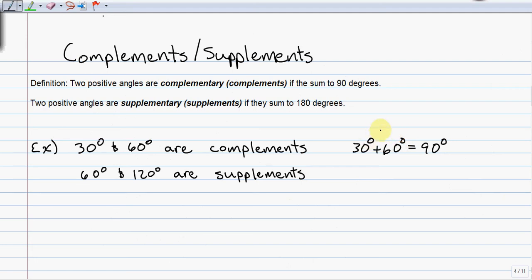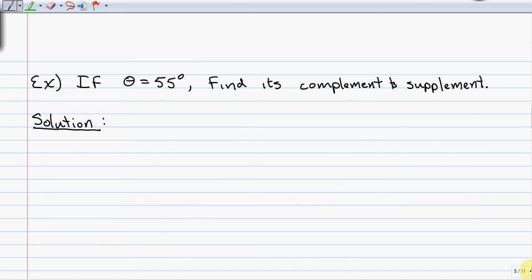It is going to be important. Later on, we're also going to do measurements in something called radians, so we want to make sure that we put these degrees when we are talking in degrees. And our other part of this example is that 60 and 120 are supplements, because if we add those together, we get 180 degrees. Again, that's just the definition of complements and supplements. All right, so let's look at an example.